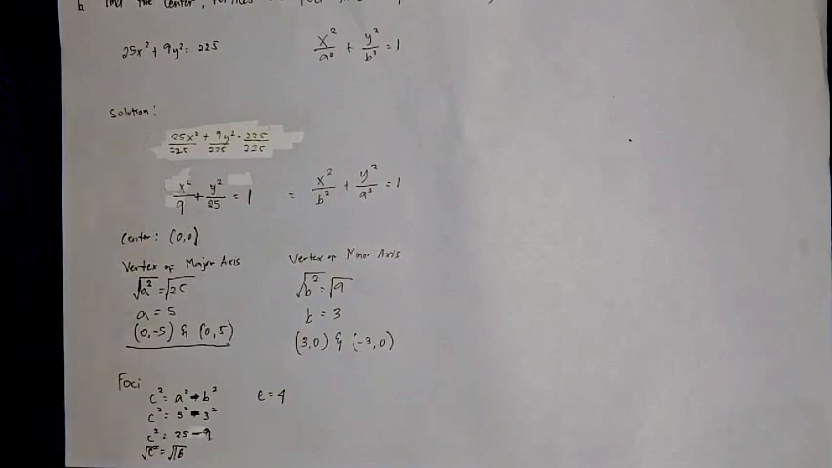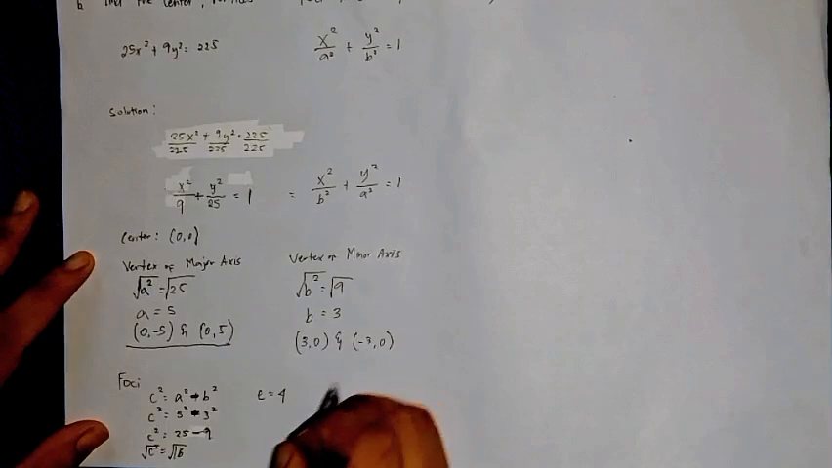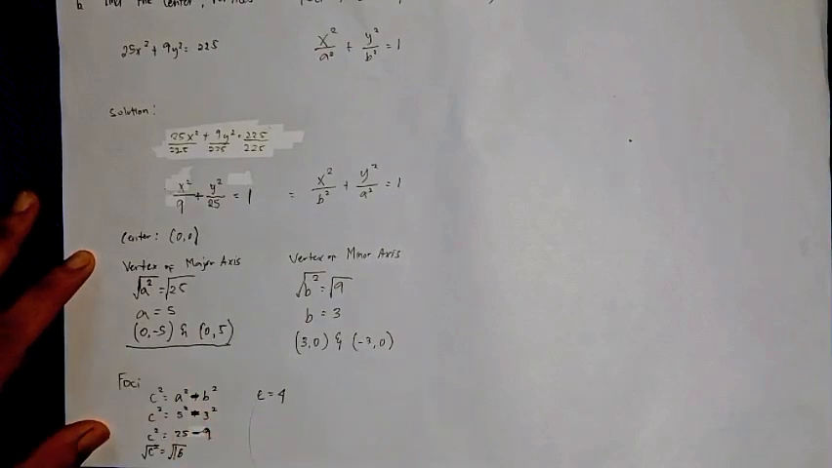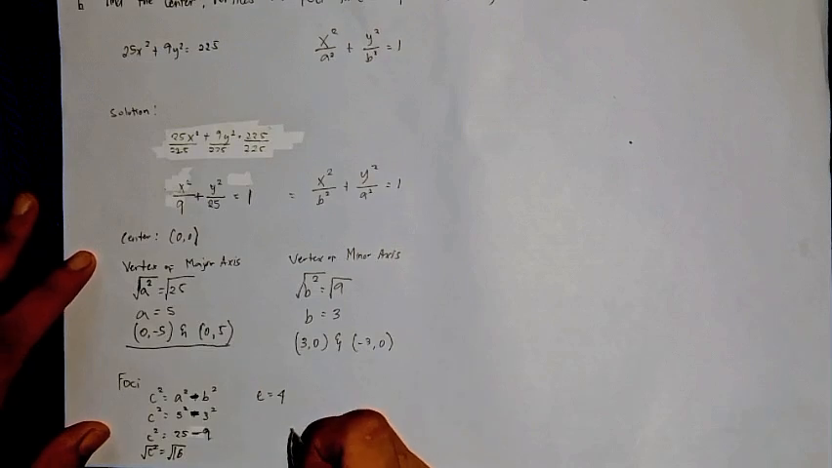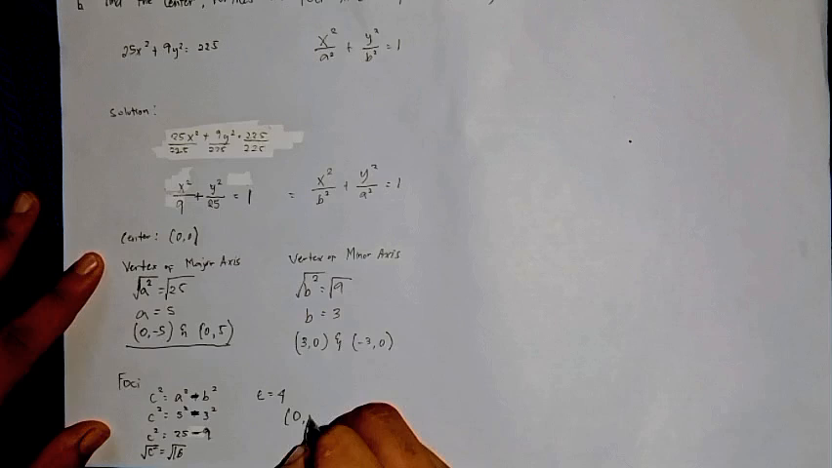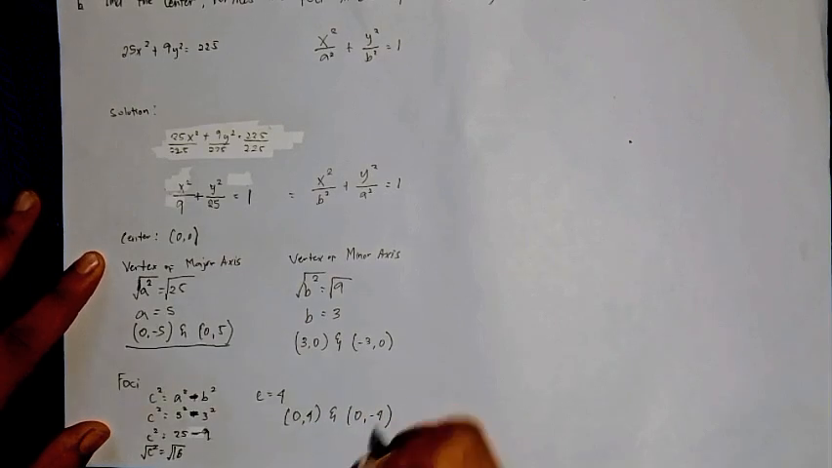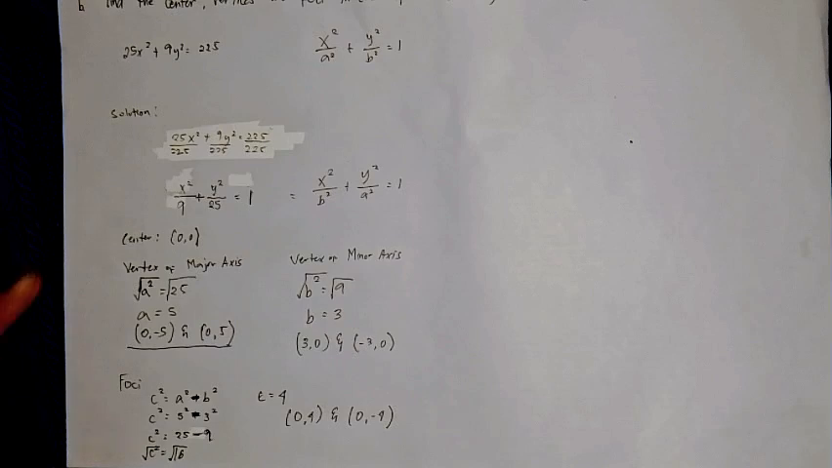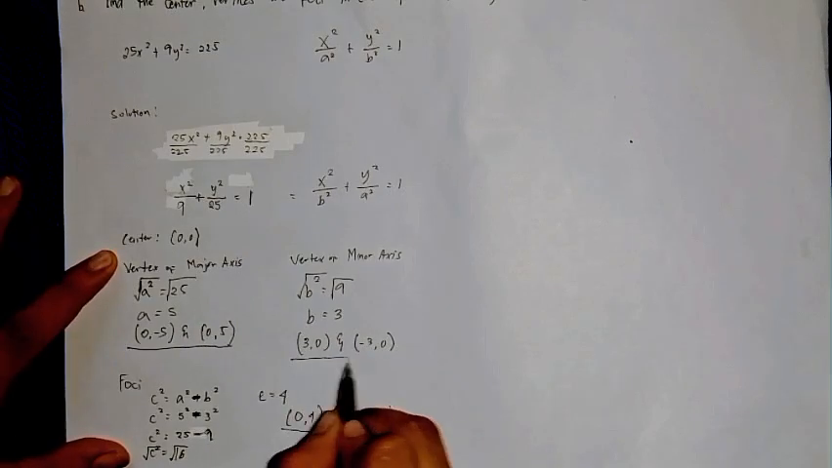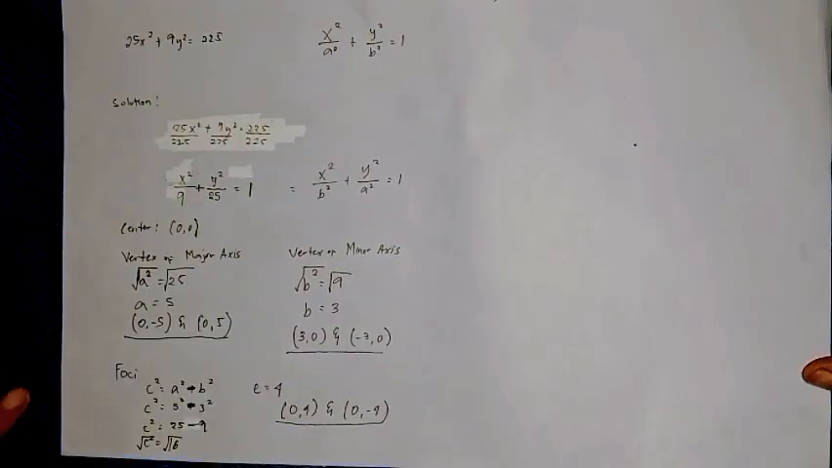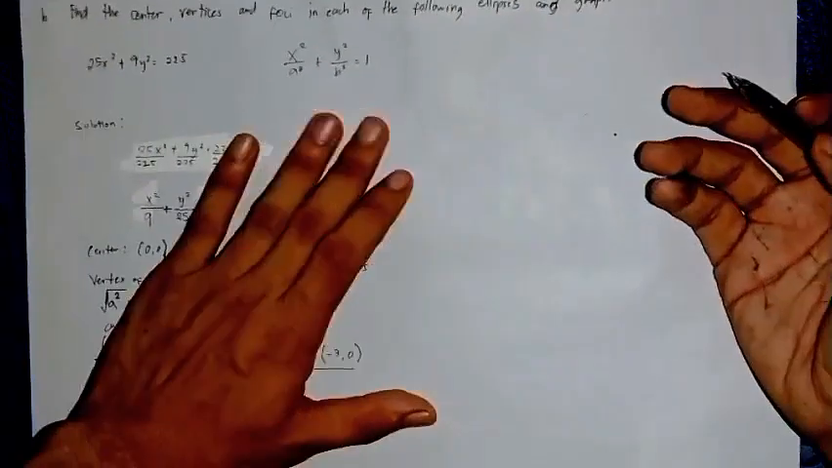Therefore, since the foci and the major axis are on the same axis, the foci lie on the y-axis. Therefore, 0, 4 and 0, negative 4. That is now our foci. Now let's graph, since we have the foci, the vertices, and the center. We can now graph the ellipse. So let's make a Cartesian plane.